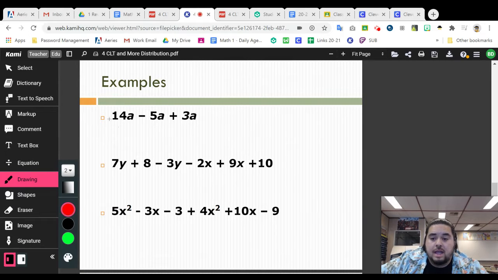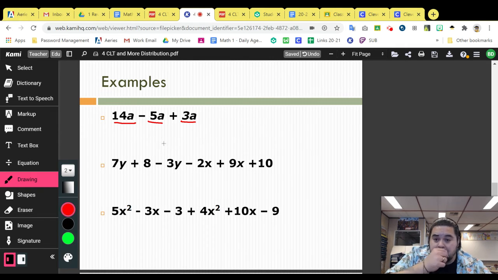Okay, kiddos, today we're going to go over the examples on combining like terms and more distribution. So with combining like terms, remember the thing that you're looking for is the same variable and the same exponent. For this first example, we have 3 terms and they all have an a in common, and it's a to the first power. So really this is just addition and subtraction.